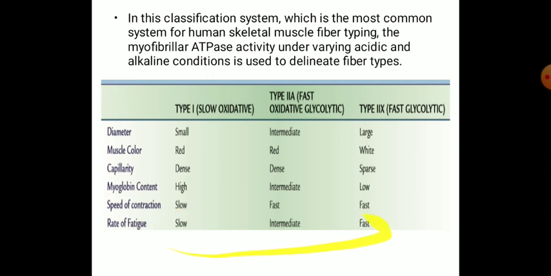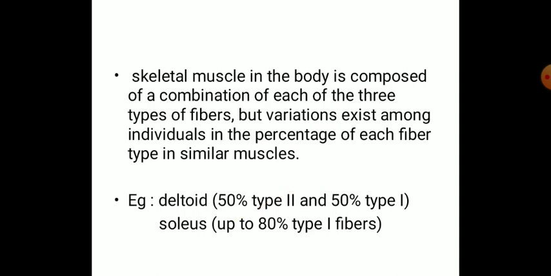Rate of fatigue, how easily the muscle can go into fatigue, will be very slow in type 1, and as it progresses, there can be fast fatigue in glycolytic muscle or in the type 2X group of muscle. So all the skeletal muscles in our human body are composed of either a combination of all these three fibers or predominantly one type. If you look at the deltoid or the bulkier muscles, it is a combination of both type 2 and type 1, approximately 50-50%. Because of that, we are able to carry out heavier load activities, and also sustain that for a particular amount of time.